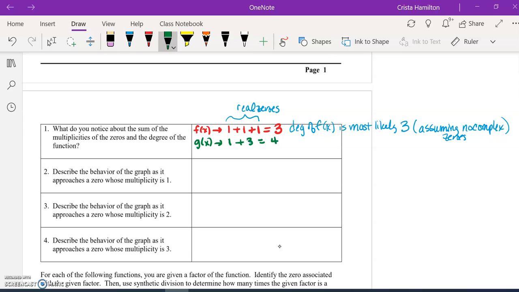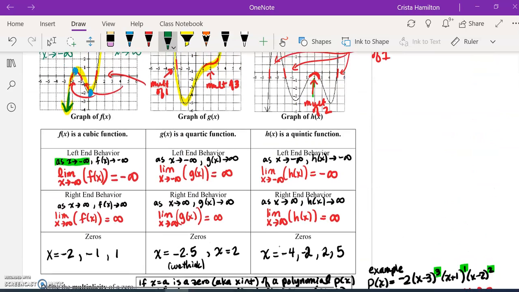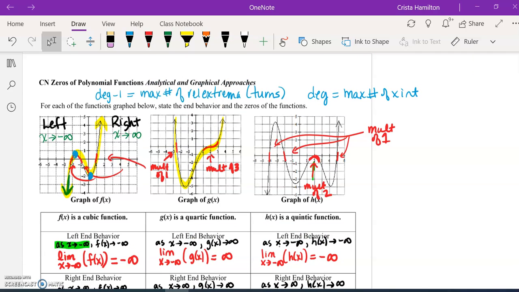Now, the degree of g of x, what do we know? Well, when I look at the g of x function, because of the multiplicity and the number of factors that you have, I know that the degree has to be at least 4. I also know because of the end behavior, both ends are going up, that it's an even degree. So let's talk about that.